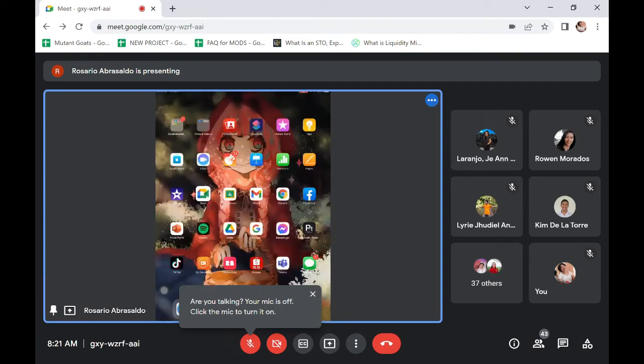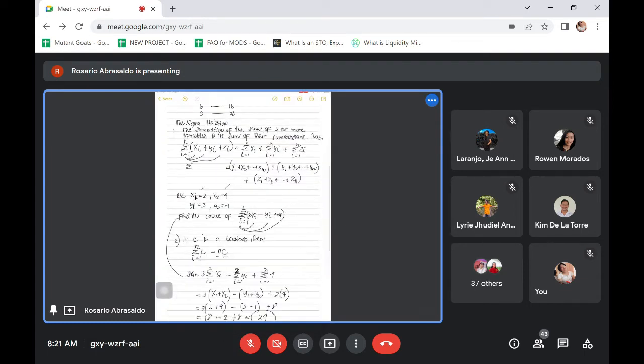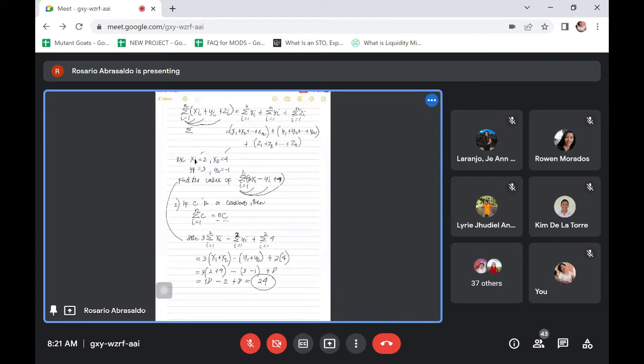Okay, class, this is how we are going to solve this example. We expand, first substituting the value of i, the index. So that's for example number 1. Let's proceed to example number 2.